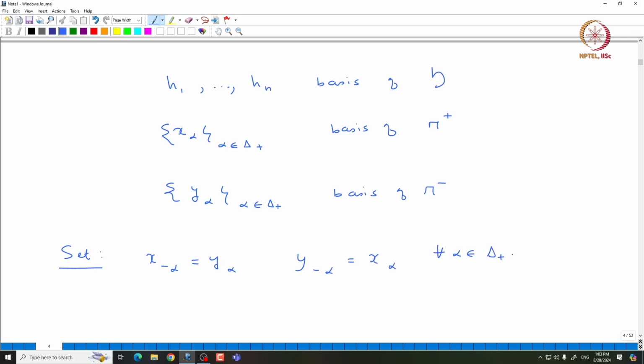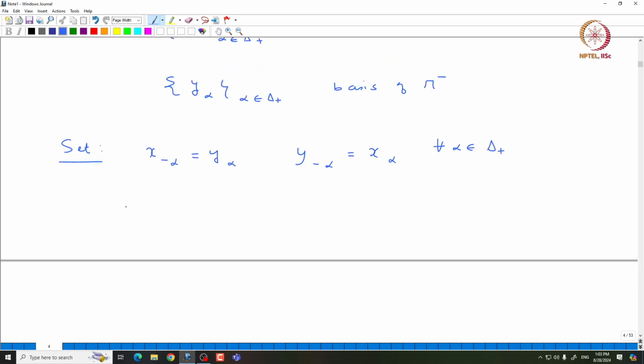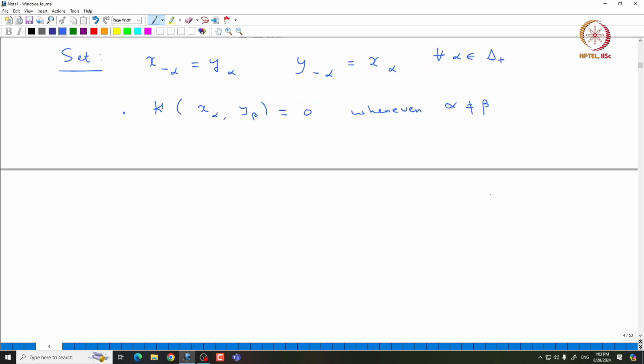With this notation it is not hard to prove that kappa of x alpha, y beta is 0 whenever alpha is not equal to beta. These things are already done. Because they are true for the trace form, they must be true even for the Killing form.